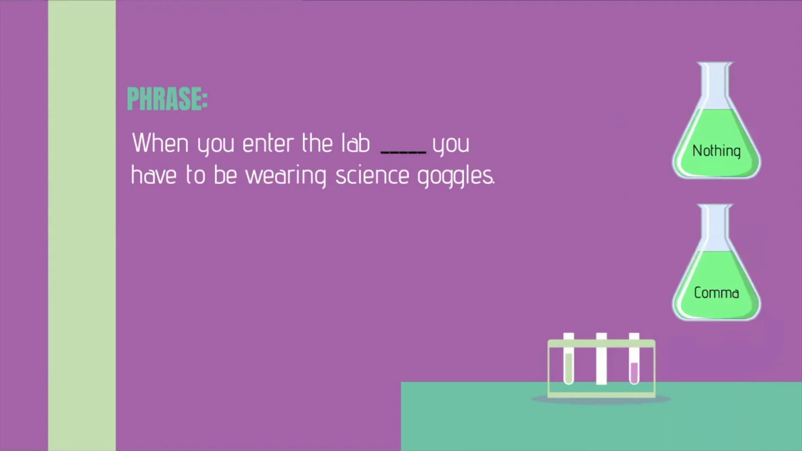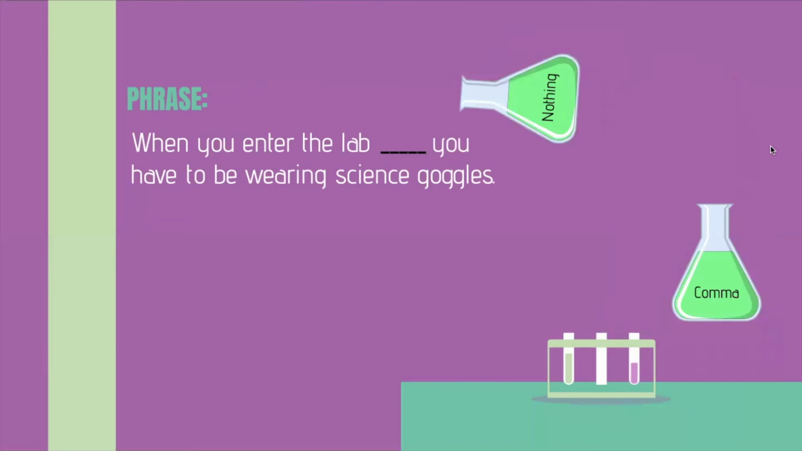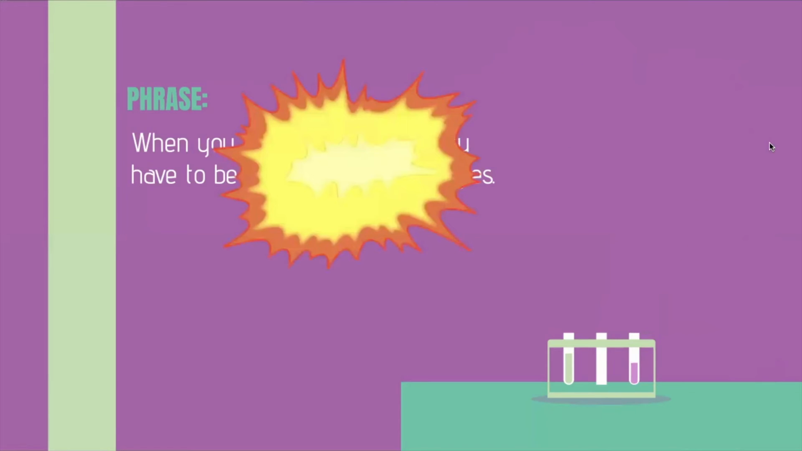We have two more beaker options. One has the word nothing on it, meaning the sentence is already fine just the way it is. The other beaker has the word comma on it, meaning we would put a comma after the word lab. Let's try and pour the nothing beaker on the sentence and see what it does. Oh no, not again. Clearly, we have to put something in the sentence. We have to change it somehow.